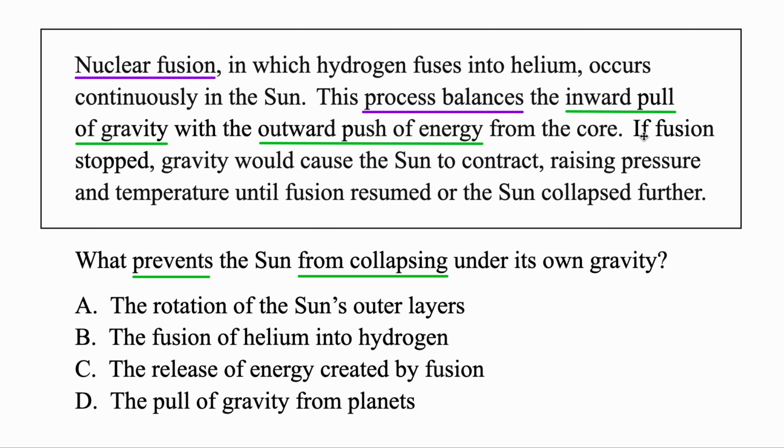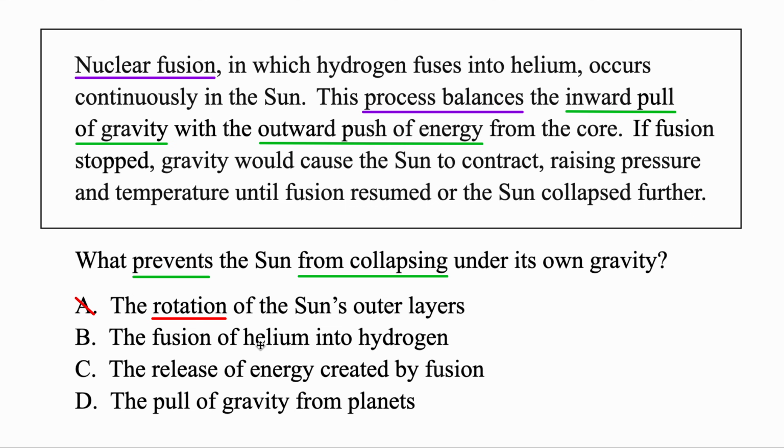But let's keep reading. If fusion stopped, gravity would cause the sun to contract, or to shrink, raising pressure and temperature until fusion resumed or the sun collapsed further. Well, we still have all the main information here, so let's look for any of these key phrases or words to show up. The first one, the rotation of the sun's outer layers. Is that preventing the sun from collapsing? Well, they don't mention rotation anywhere, and they don't mention outer layers as well. So if they don't mention it, probably not the right one.